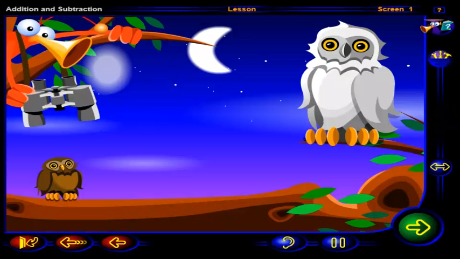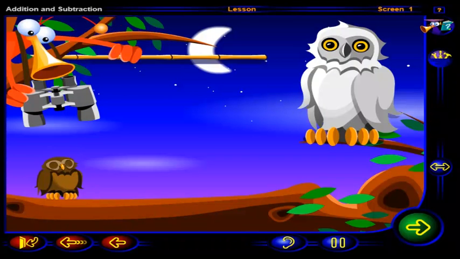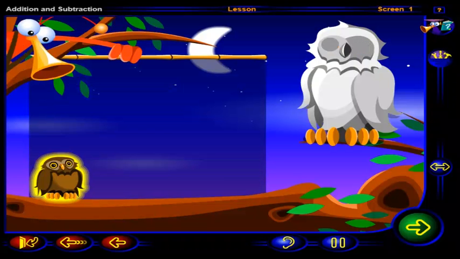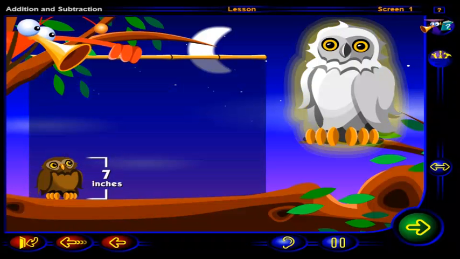Brr, you sure picked a cold night to study owls. So, what kinds of owls are these? Click on this owl. This is a pygmy owl. It is 7 inches tall. Now, click on this owl.